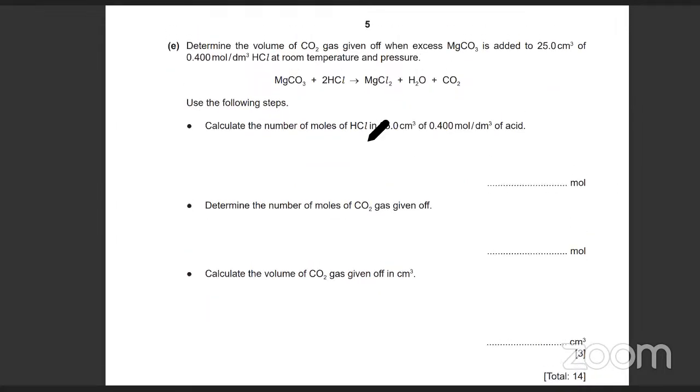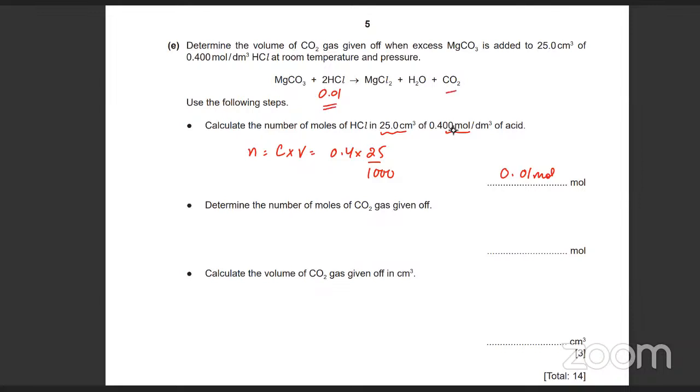We've got a moles question. Calculate the number of moles of HCl in 25 cm³. So first thing, volume and concentration is given. What's the formula for calculating moles? Moles equals concentration times volume. So concentration is 0.4 times 25 divided by 1000, right? It should be in dm cube. So how many moles do you get? 0.01. So you got 0.01 moles of HCl, right?